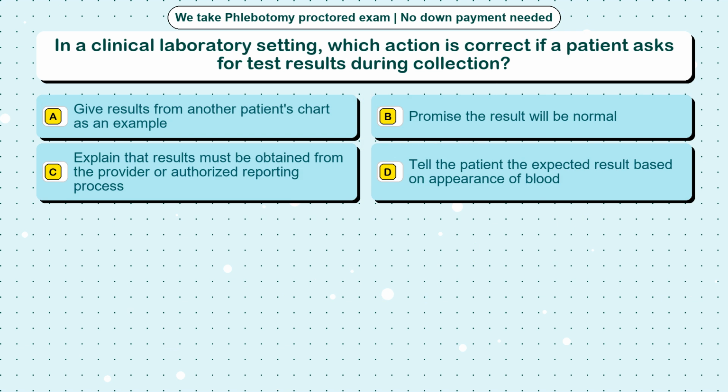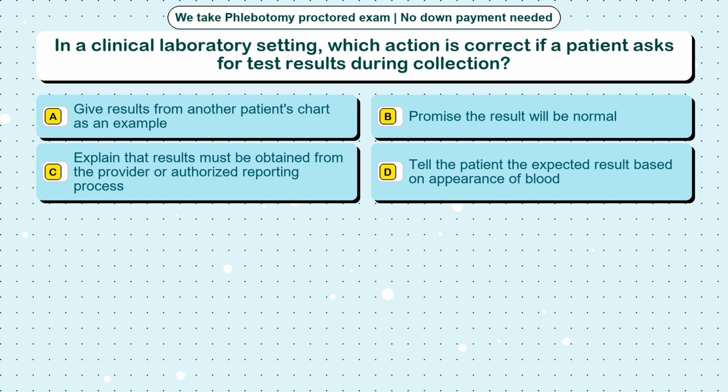Question 92. In a clinical laboratory setting, which action is correct if a patient asks for test results during collection? Option A. Give results from another patient's chart as an example. Option B. Promise the result will be normal. Option C. Explain that results must be obtained from the provider or authorized reporting process.